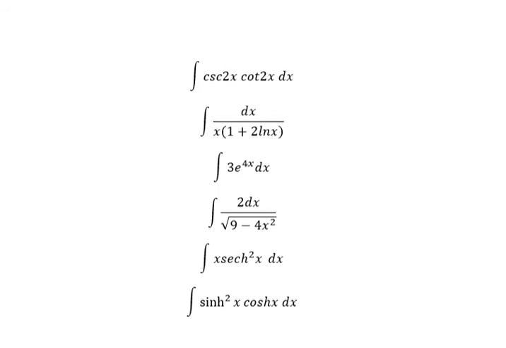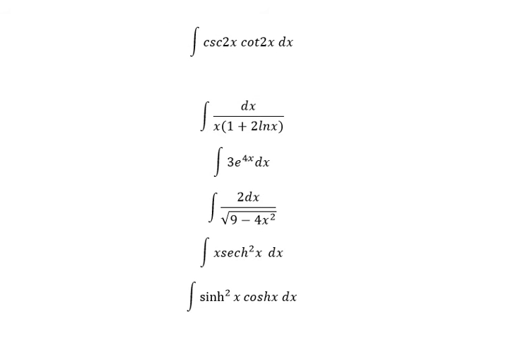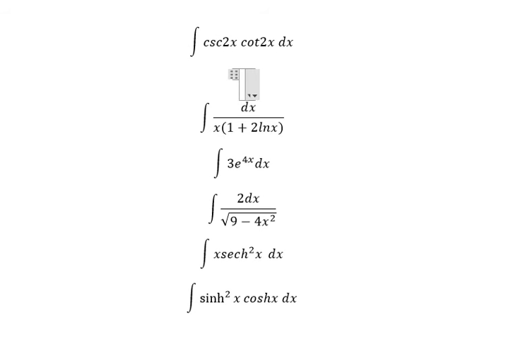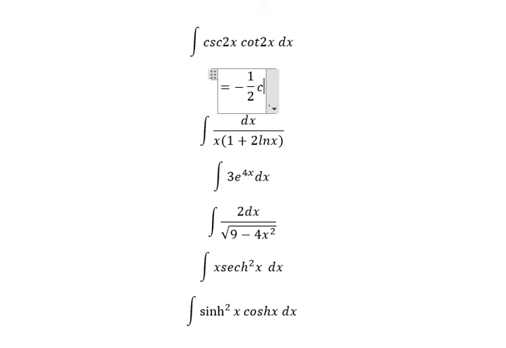Now let's go to the second one. We have the cosecant of 2x and cotangent 2x. This one we got about negative 1 over 2 cosecant of 2x.